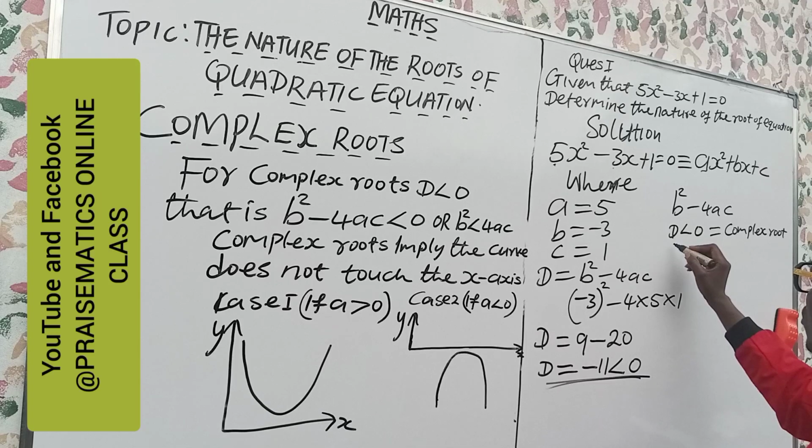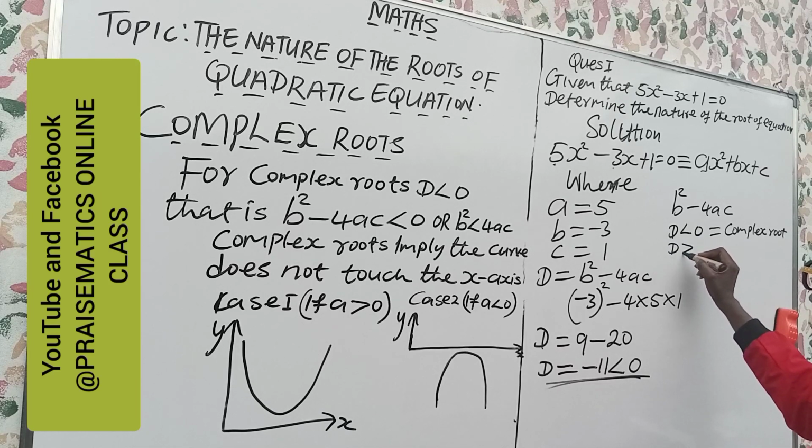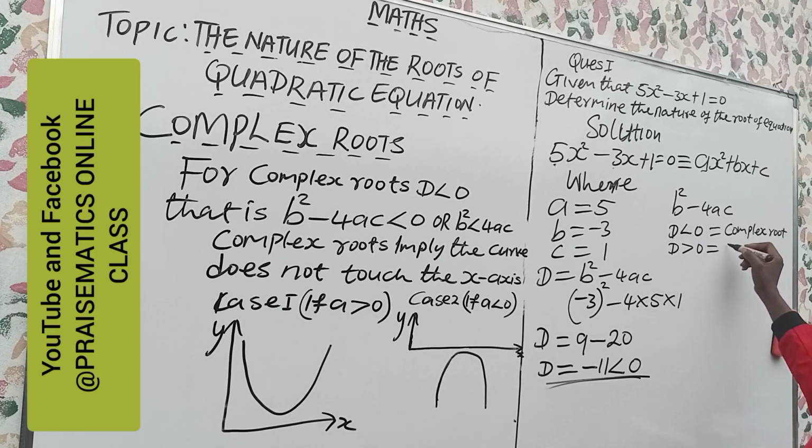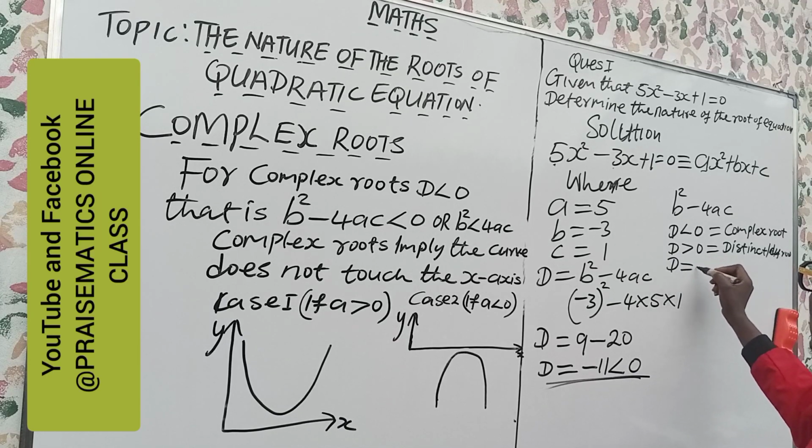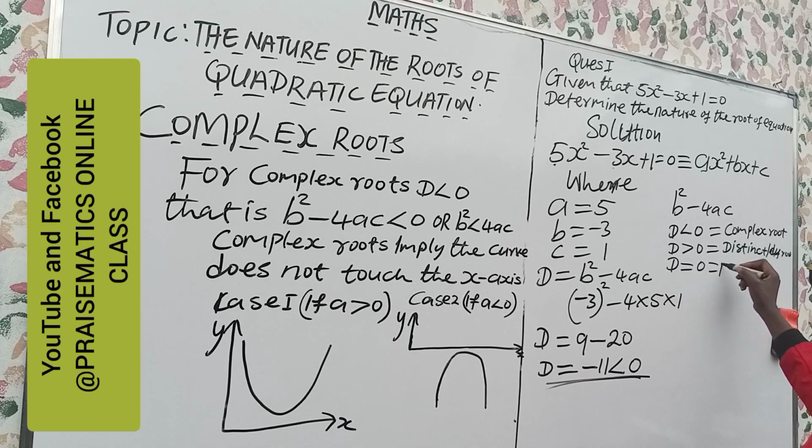But if you solve using the discriminant and you get that your d is greater than 0, it means the roots are distinct, or different. But if you solve and you get that d is equal to 0, it means repeated root. You should not just call it repeated root, you call it equal root. So that is how to know them.